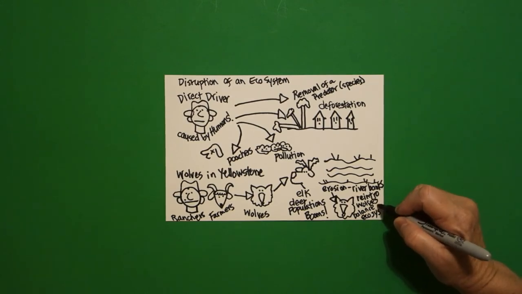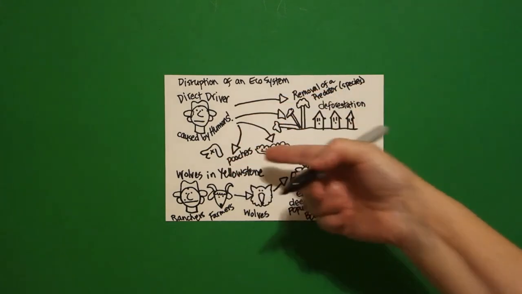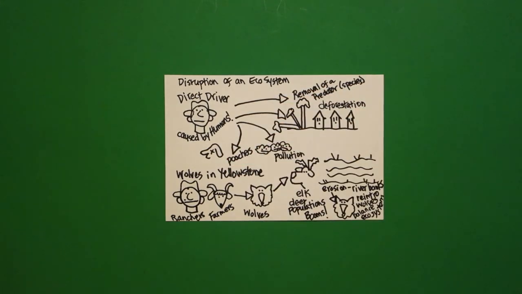You can't take a species or a predator out of the whole cycle and expect things not to happen, which is exactly what happened in Yellowstone. Thank goodness they caught it in time. All right, let's see how we're going to color this in.